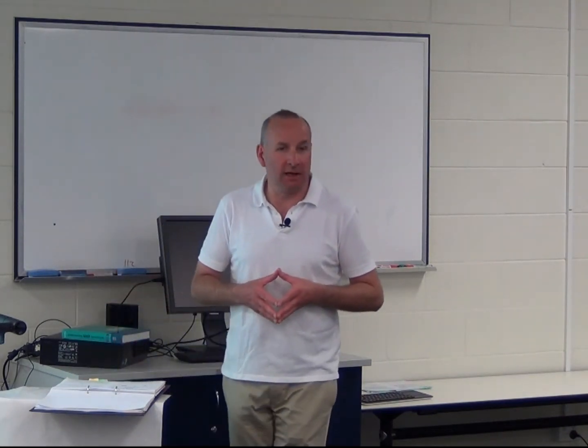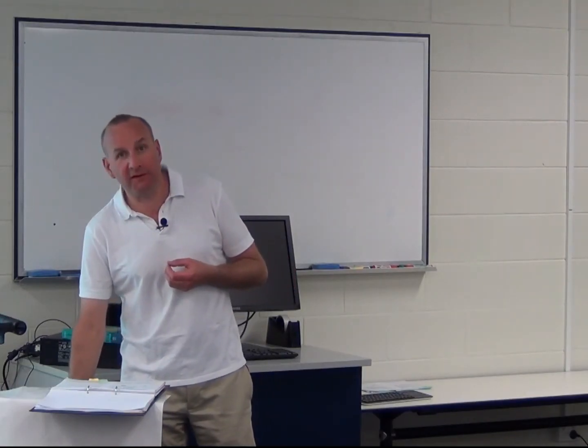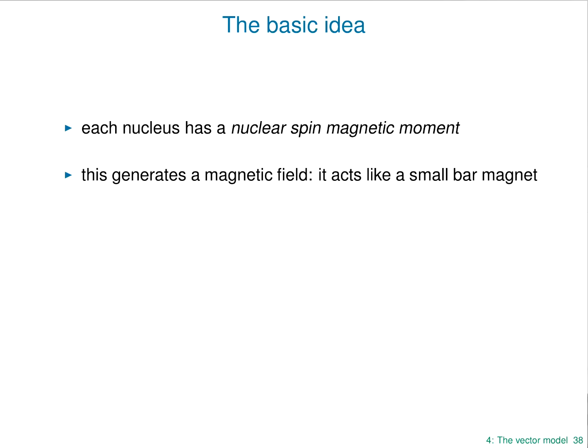So what's the idea behind the vector picture? It starts from the following point of view: if you think about an individual nucleus, it has what's called a nuclear spin magnetic moment. That's the property of the nucleus which gives rise to an NMR spectrum. And for a very good level of approximation, you can imagine that each nucleus generates a little magnetic field. It acts like a small bar magnet. Technically, you would say it's a magnetic moment, a magnetic dipole.